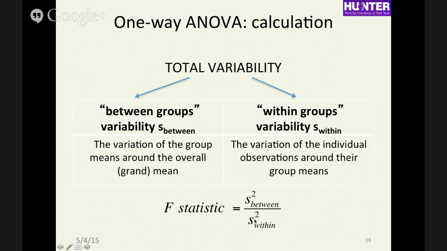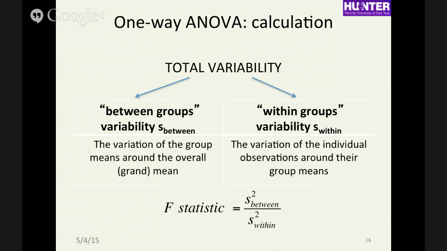So if you have a big difference between and a small difference within the group, you have a big F statistic. Yes? So when are you using variance, variability, and standard deviation? I'm using them interchangeably. Variance is the square of the standard deviation, but I'm sometimes just saying variability because it's a more common English word. But I'm using variance as a description of variability. There are other descriptions of variability, but we're going to use variance.